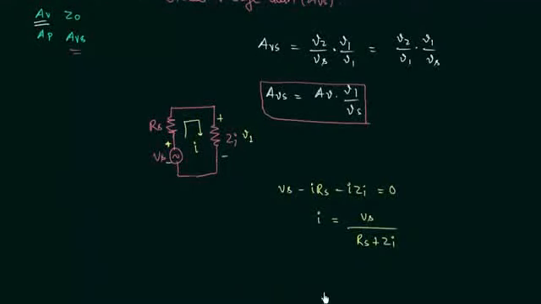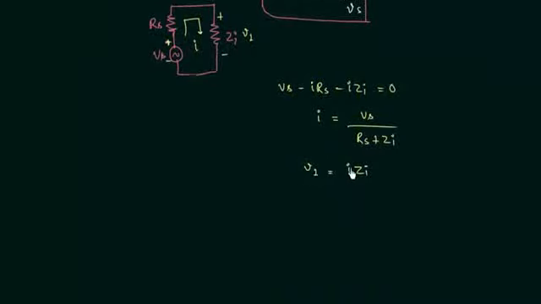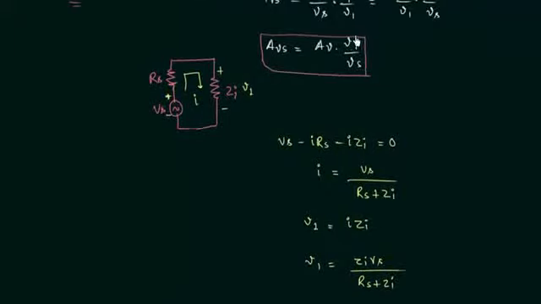The input voltage V1 is equal to I Zi, the drop across the impedance Zi, and we have already calculated the expression of I, which is equal to Vs divided by Rs plus Zi. So V1 is equal to Zi Vs divided by Rs plus Zi, and from here we can find out V1 by Vs. So V1 by Vs is equal to Zi divided by resistance Rs plus Zi.